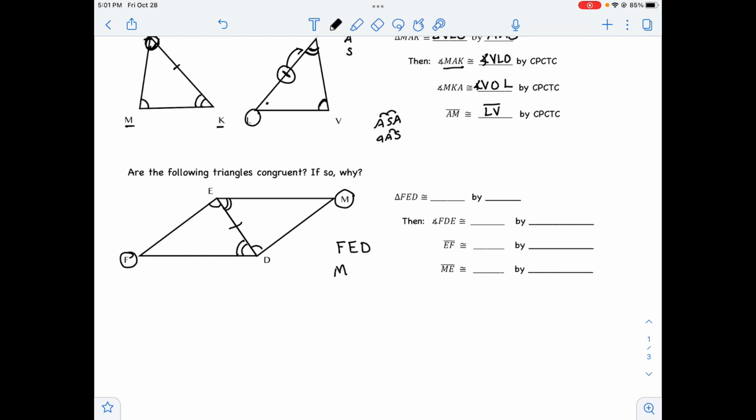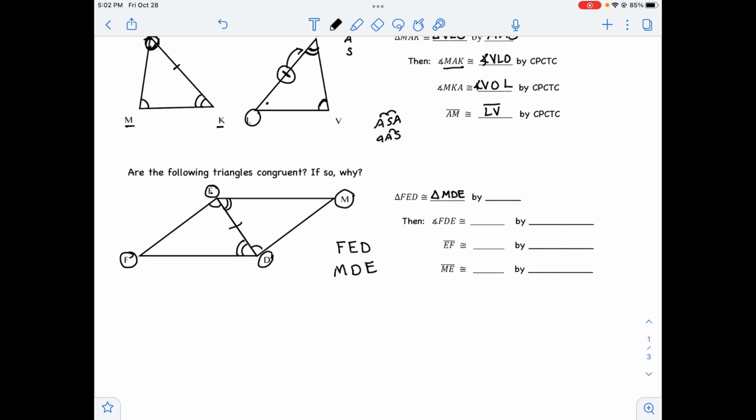Then we have E. Well, E is right here, and it shares 2 different ones. So we've got to think about how it's made, and look at what it corresponds to. If we flip to the other side, we have D. So E is going to correspond to D, and vice versa, D is going to correspond to E. E can't correspond to itself, and D can't correspond to itself. So we have triangle FED is congruent to triangle MDE.